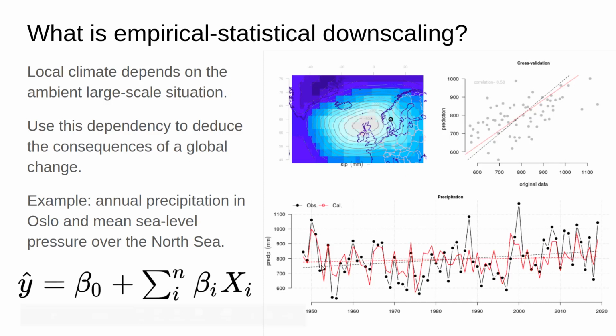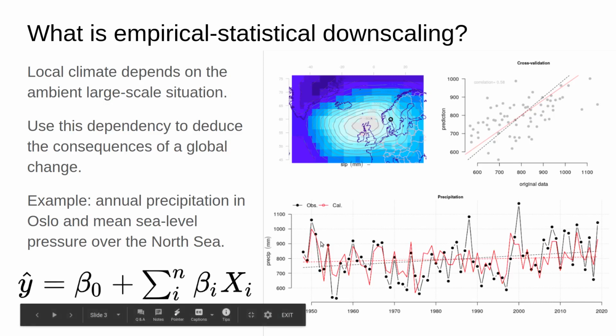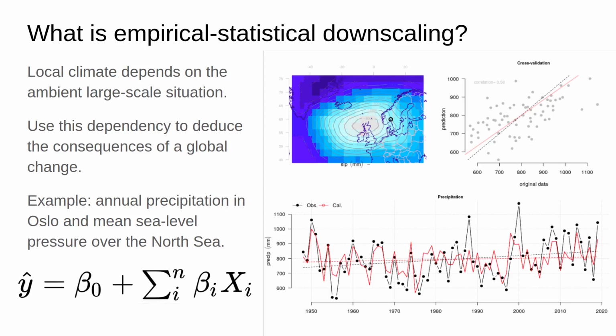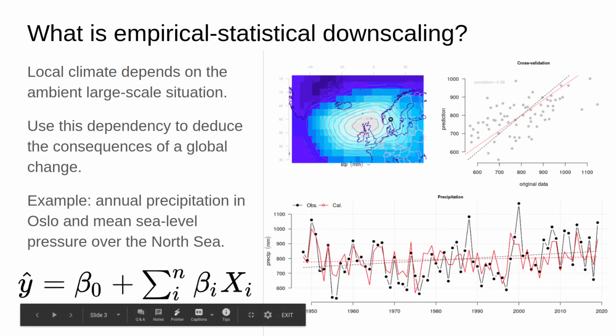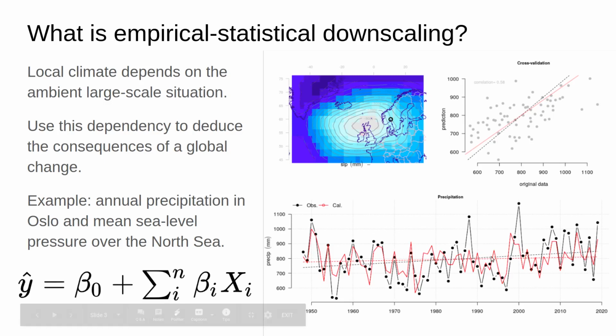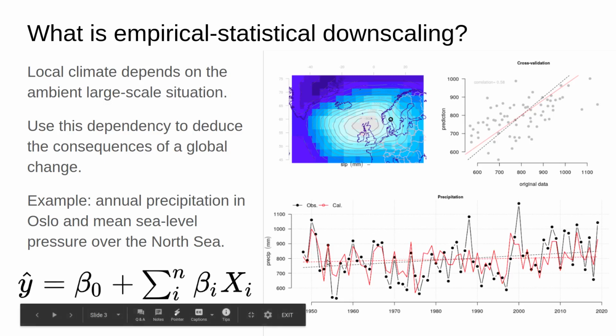And the lower panel shows the observations in black. So these are the annual precipitation amounts, and the red curve shows the calibrated model. So basically, when you calibrate a model, we detrended the data before because we want to see afterwards if the model is able to capture the slow trends or the slow changes over time. And in this case, you can see that the black dashed line is the observed trend, and the red dashed line is the one with the calibrated model.